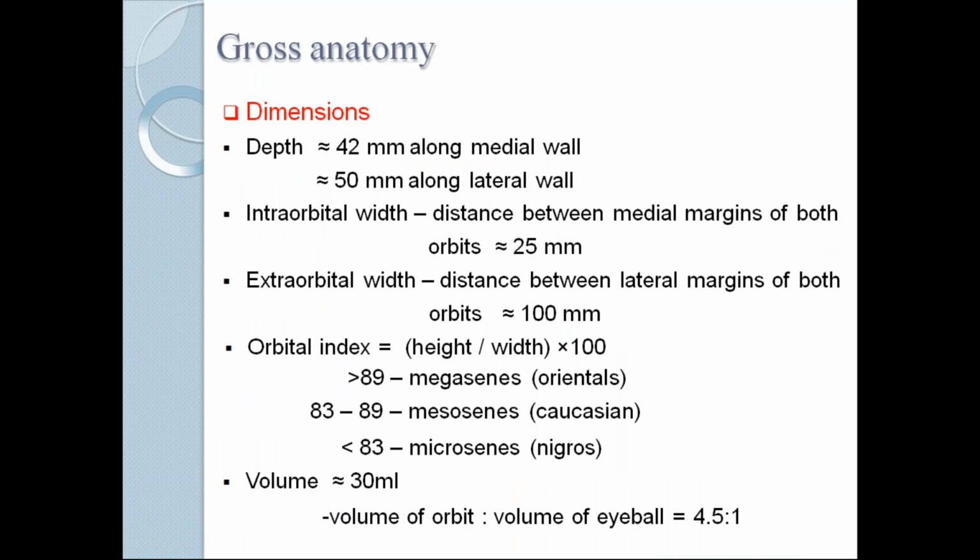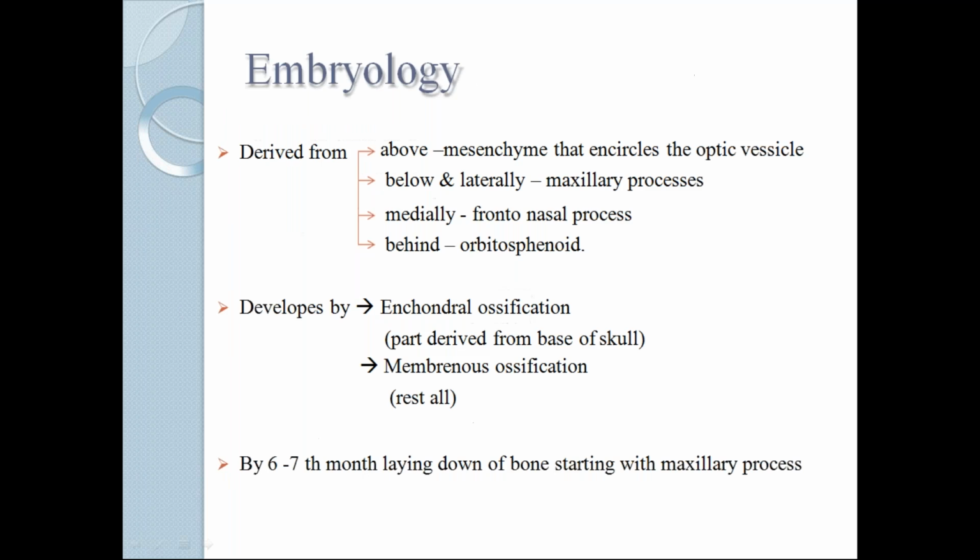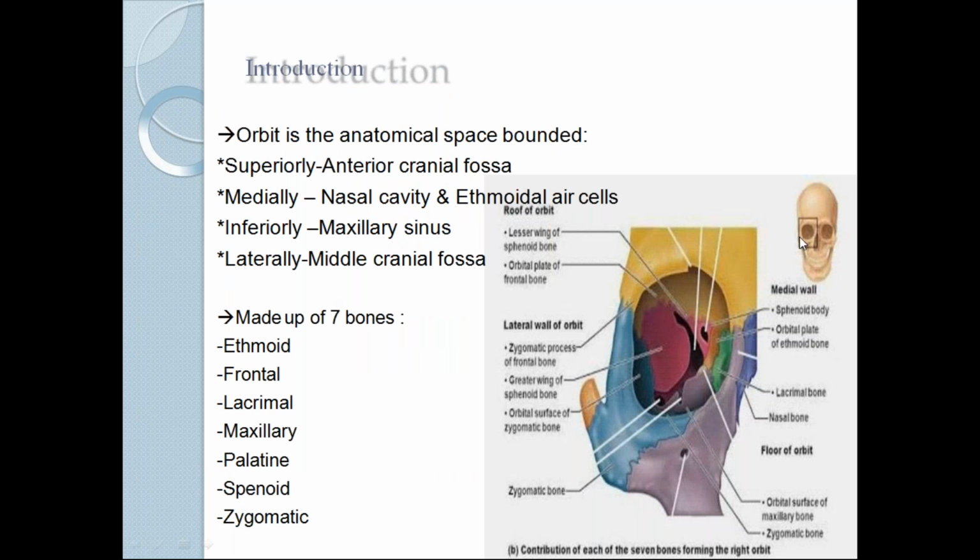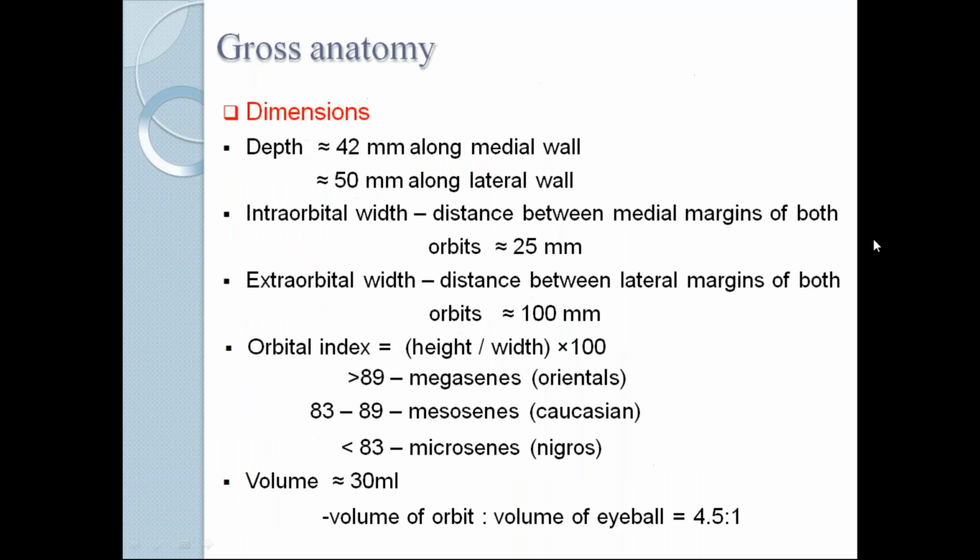around 25 mm. The extraorbital width, that is the distance between the lateral margins, the lateral wall of the right eyeball and the lateral wall of the left eyeball, will be about 100 mm. So intraorbital means the medial walls of both eyeballs, about 25 mm, and the lateral walls of both eyeballs give the extraorbital width, about 100 mm.